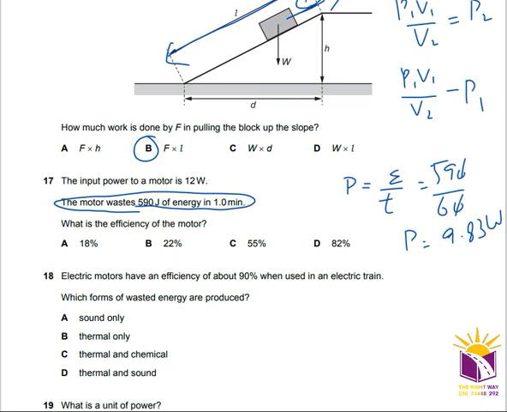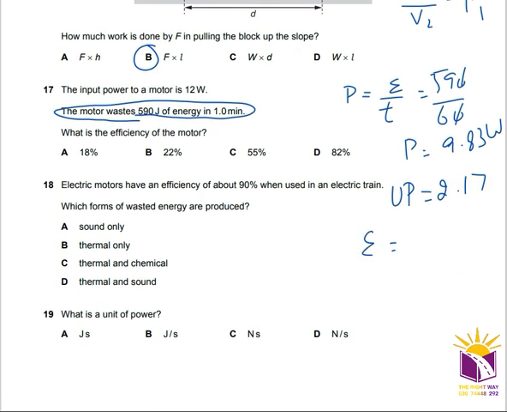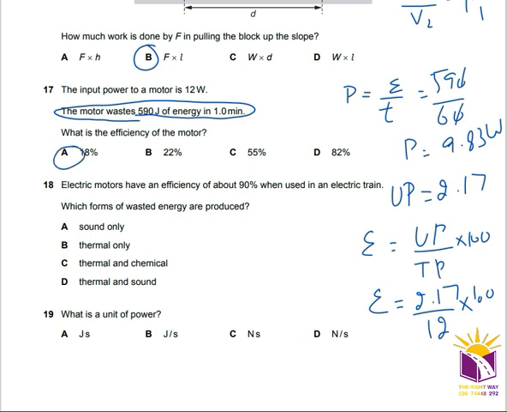No, this is the power wasted. So utilized power will be equal to 12 minus 9.83 and it will be equal to 2.17. So useful power will be equal to 2.17. So efficiency is equal to useful power divided by total power multiplied by 100. So it will be equal to 2.17 divided by 12 multiplied by 100, and it will be equal to 18.03. So 18% is our right answer.